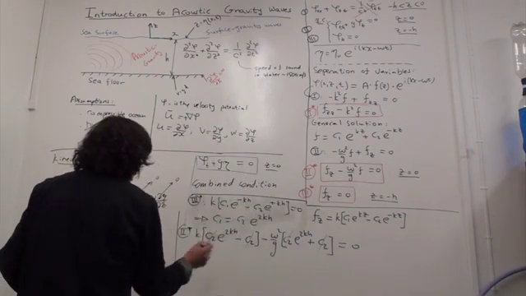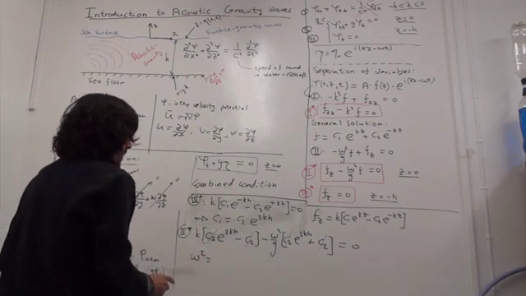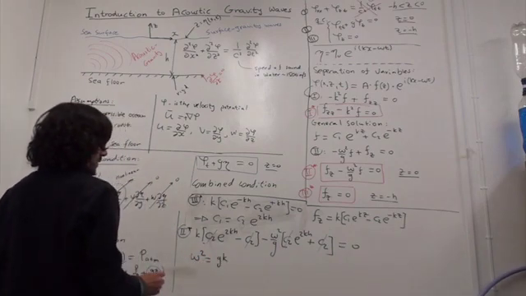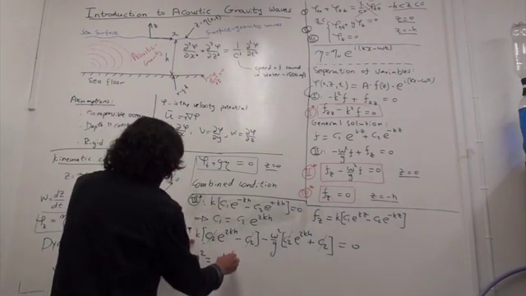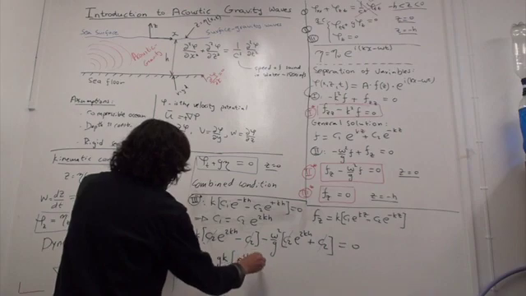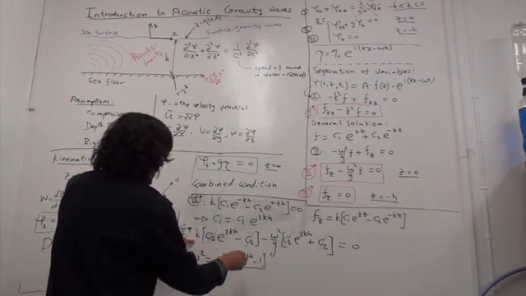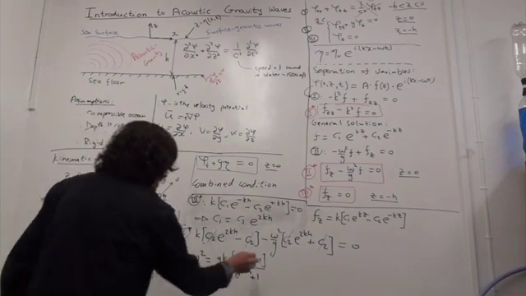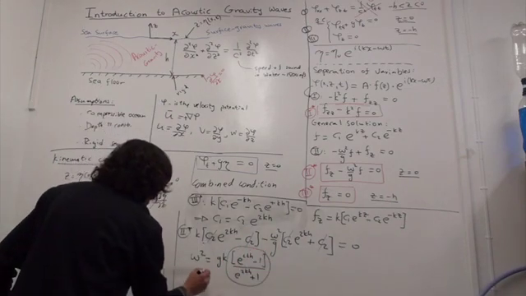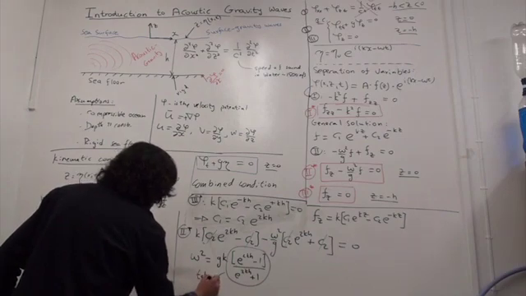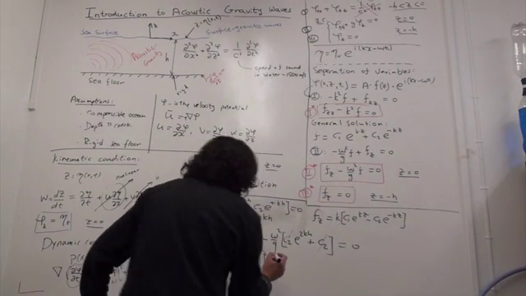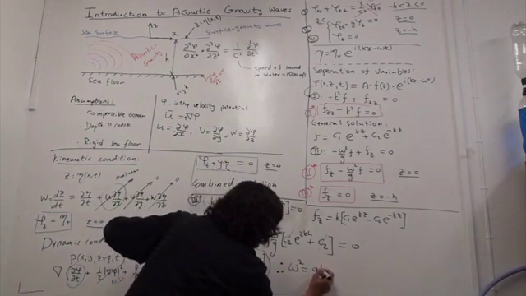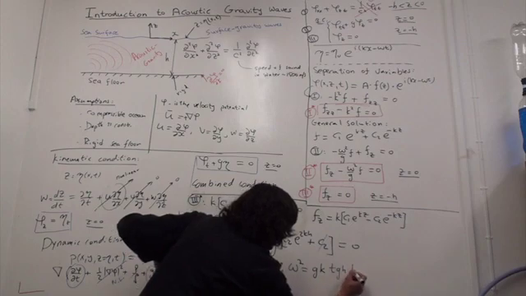So if I put omega squared on one side and the rest on the other side, I get g times k, and here I will have e to the power 2kh minus 1 divided by e to the power 2kh plus 1. And this is nothing but hyperbolic tangent of kh. So we have the dispersion relation: omega squared equals g times k times hyperbolic tangent of kh.